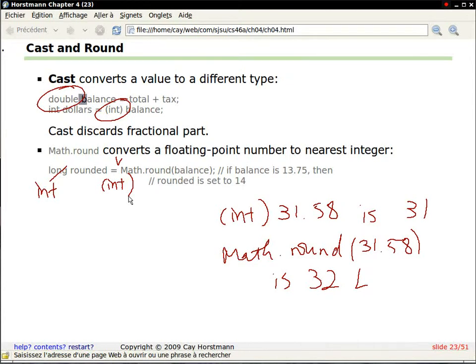In this case, you have to remember that to take the floating point number and make it into the nearest integer, you have to both call Math.round and you have to apply the cast in just this order. I would look it up at that point.